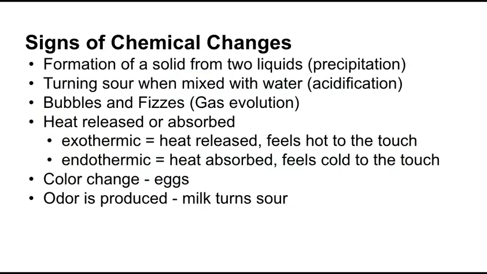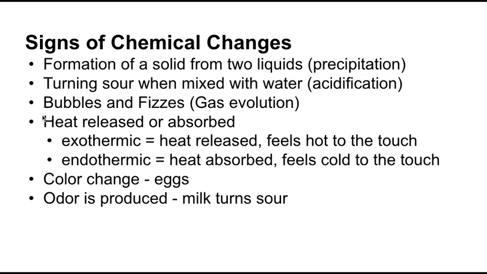So here are our different types of signs for chemical changes. How we know a chemical change happens is looking at these different possibilities. So there could be a formation of a solid from 2 liquids. This is called precipitation. A turning sour, so the chemical could turn sour when mixed with water. This is acidification. There could be bubbling or fizzing when you add 2 liquids together, so a creation of a gas.